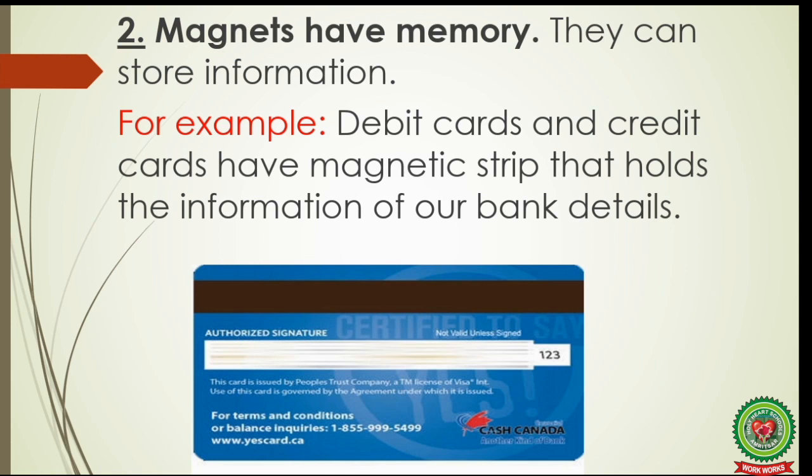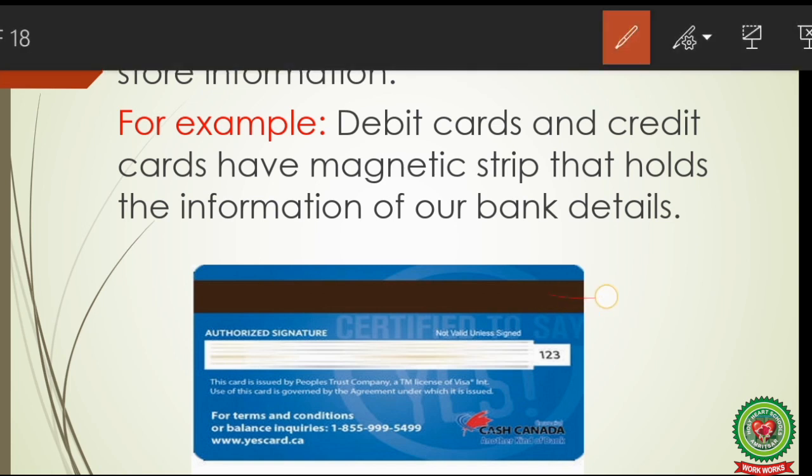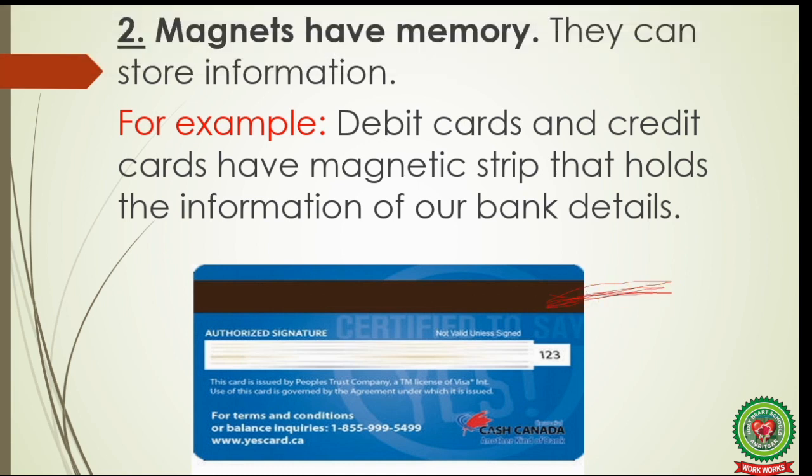Second characteristic is magnets have memory. This is true. This is very interesting. They can store information. For example, debit cards and credit cards have a magnetic strip that holds the information of our bank details, right? In this picture shown here, this black strip is the magnetic strip. It is provided in debit cards and credit cards because it stores the information of our bank details.